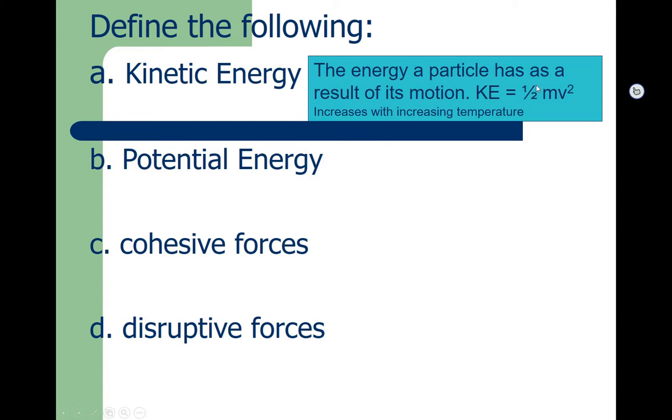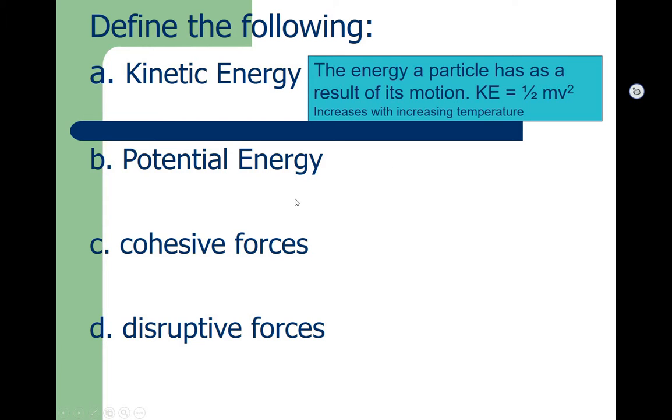The energy of a particle has the resulting motion. So we use kinetic energy equals 1/2 mass times velocity. That's not volume, that is velocity. And it will increase with the temperature. So kinetic energy increases with temperature. And that's one of our toddler rules.